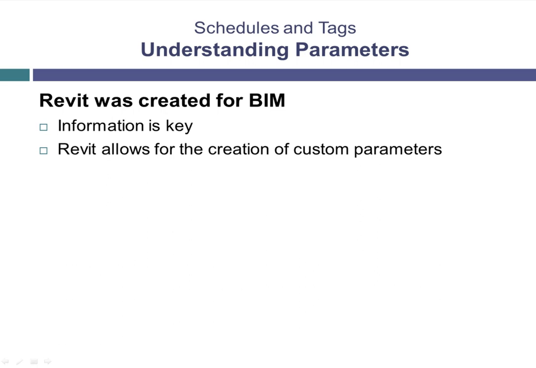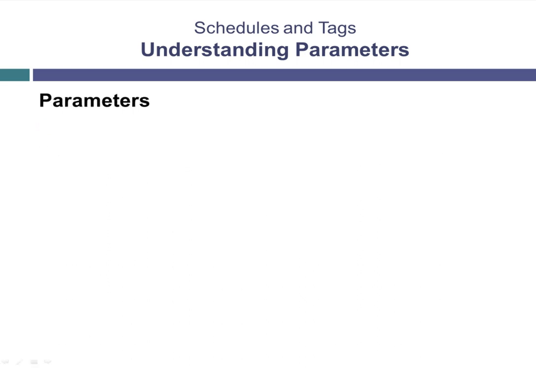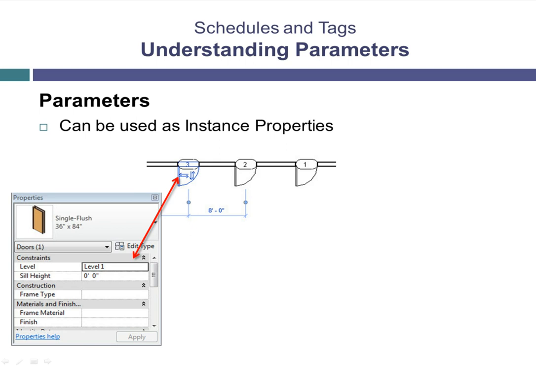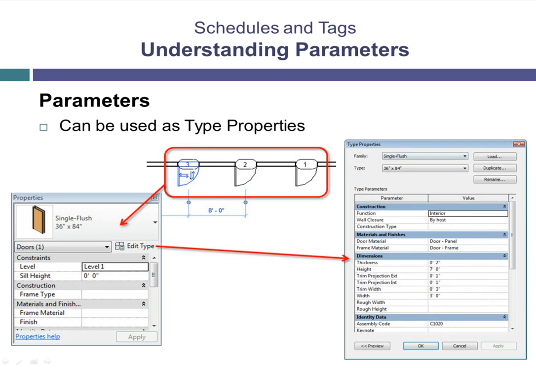There are several predefined parameters inside of Revit, but they are not all-encompassing. There are almost a limitless number of parameters that can be used for architectural and engineering projects. You can create custom parameters for any element or component category in your project. Parameters can then be used as instance properties or type properties and will display in the Properties palette or Type Properties dialog respectively.